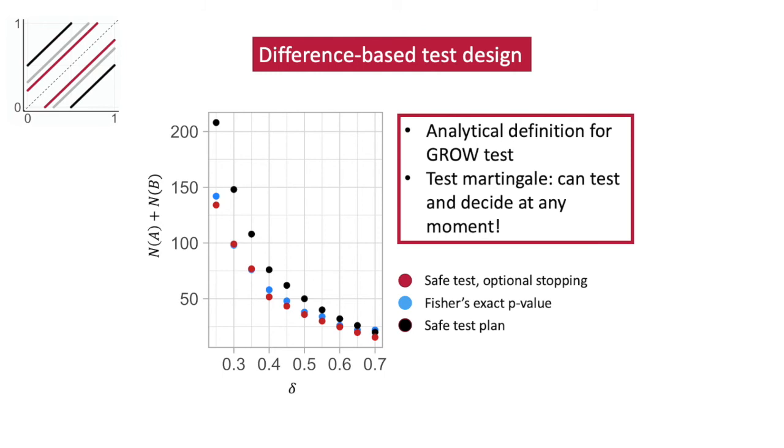It also turned out that this safe test is a test martingale, so this means that we can test and make a decision at any moment in real time. And this really offers a lot of benefits with regard to time and effort. As you can see here in the graph, often when we use the safe test with the optional stopping in real time, we can stop earlier than when we would use Fisher's exact p-value.